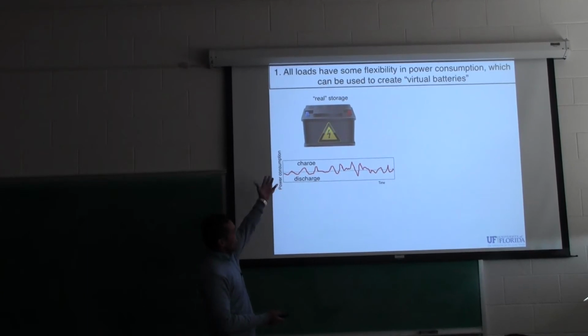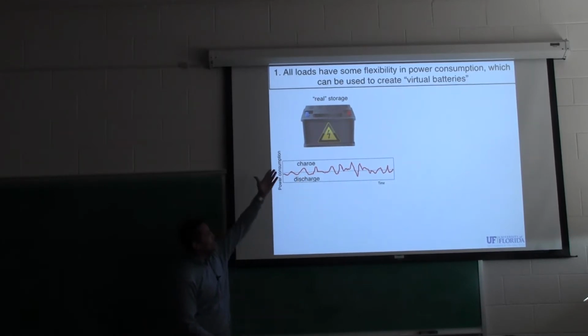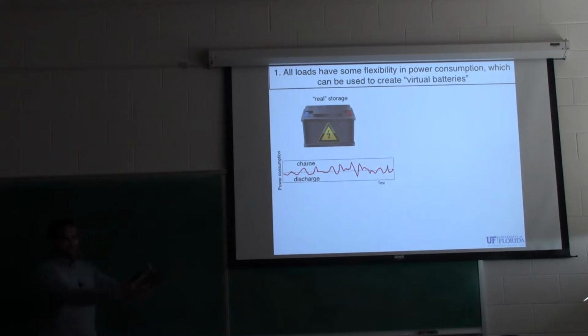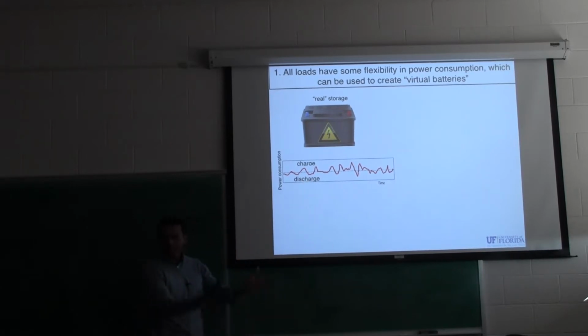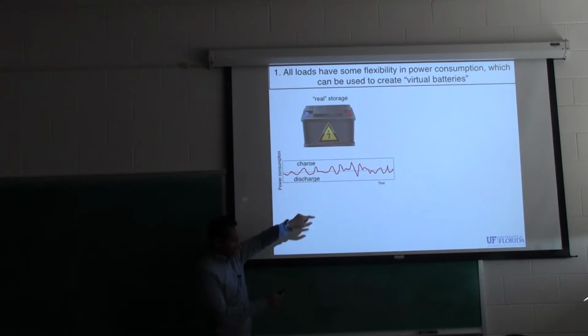So this is how a battery would be used to provide grid support. The y-axis is power consumption of the battery, the x-axis is time. When the power consumption of the battery is positive, that means the battery is drawing power from the grid or from the solar panel, whatever. Negative power consumption means the battery is delivering power back to the grid. So positive is charging, negative is discharging.